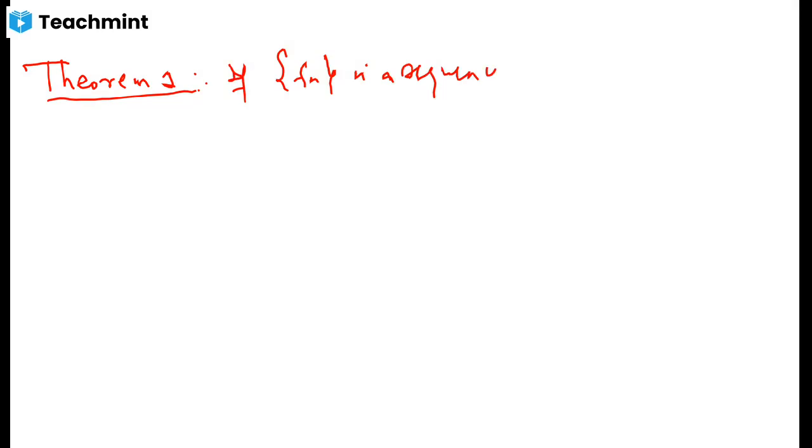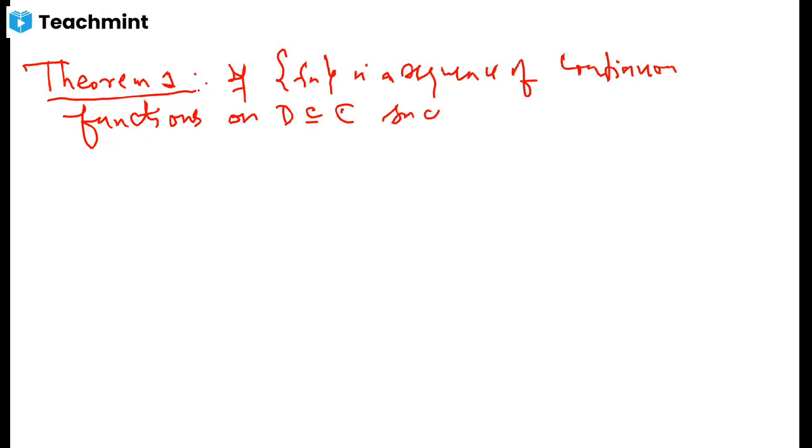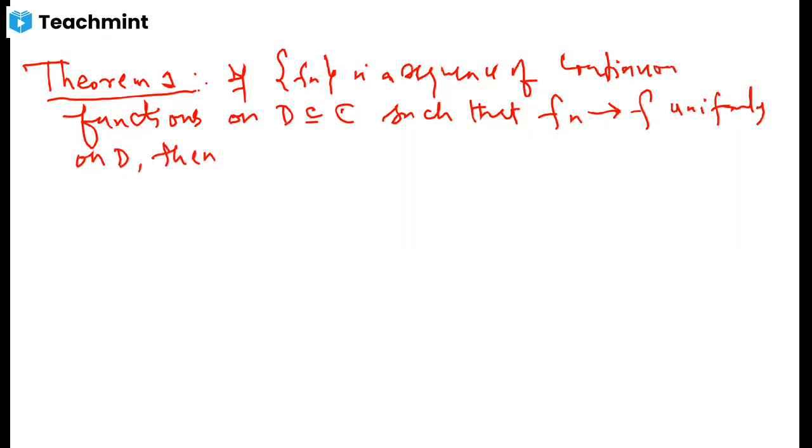So coming to this theorem part, let me state the first thing: if f_n is a sequence of continuous functions on D, a subset of C, such that this sequence converges to another function f uniformly on D, then the limit function, which is f, is also continuous.